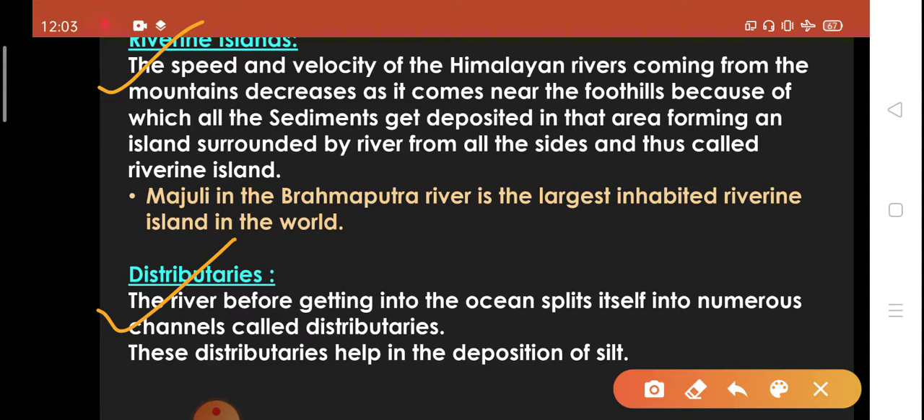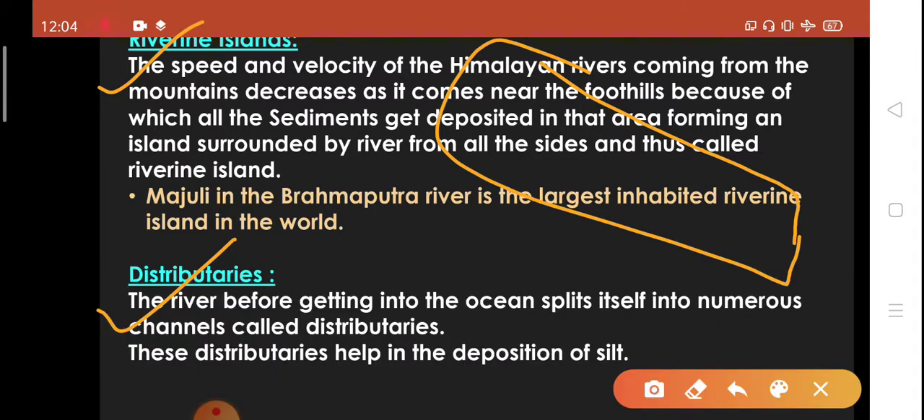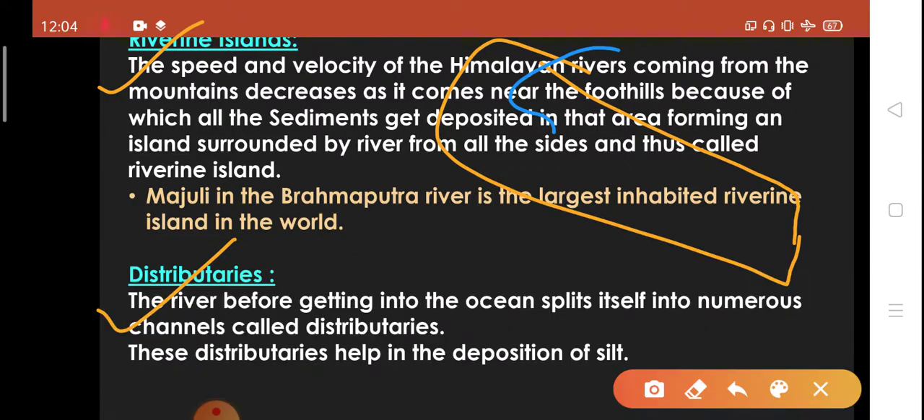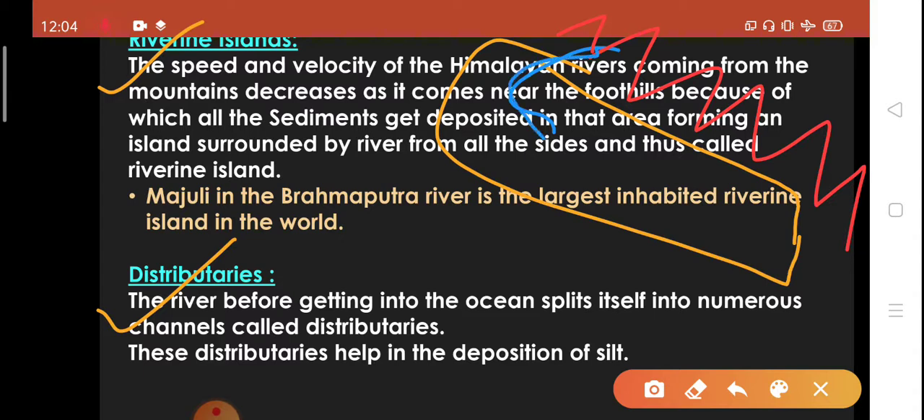Okay, so let's assume that we have this northern plain, and we have a river coming into the northern plains. Let's say we have this Ganga river coming from the Himalayas. Over here on the top we have the Himalayas, these are the Himalayan mountains, and in blue we have marked the Ganga river coming from the Himalayas to the northern plains.